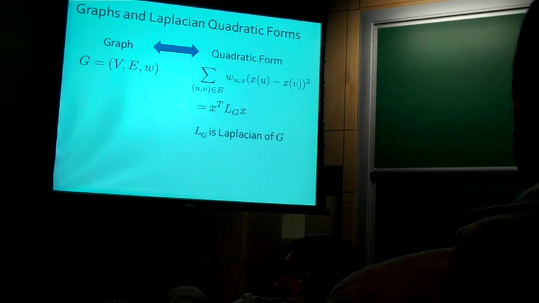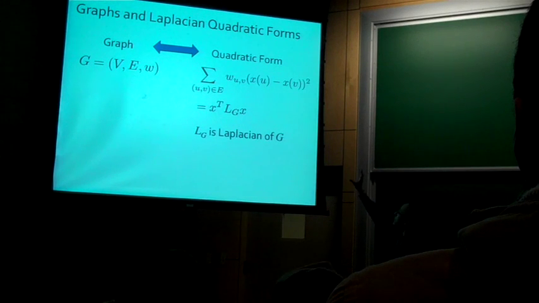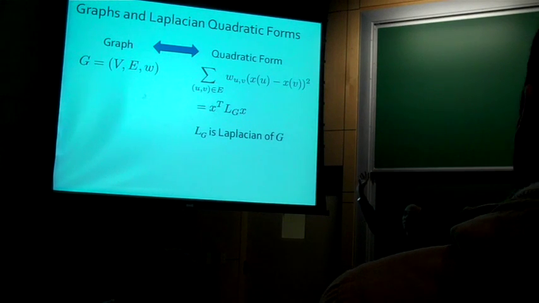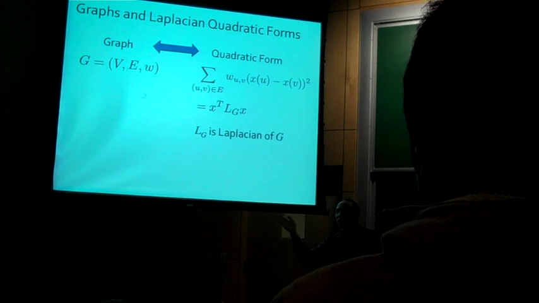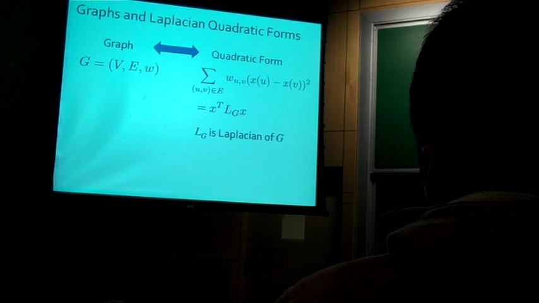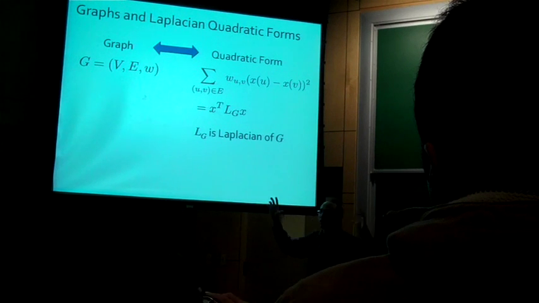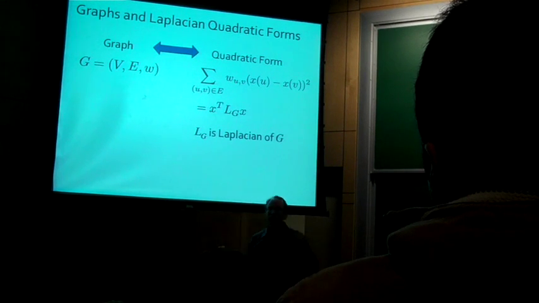And the most natural quadratic form for me is this: the quadratic form takes as input a function from the vertices to the real numbers, or think of it as a vector, which gives a value to every single vertex. The value of the quadratic form will be the sum over edges of, if the function is x, the difference across each edge of the value of the function, squared, times the weight of the edge. So to any graph, I will associate this quadratic form.